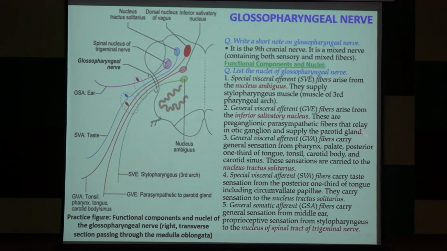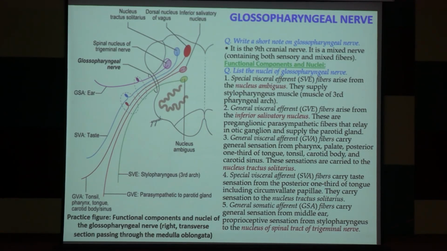Next is special visceral afferent fibers. They carry taste sensation from the posterior one third of the tongue, including the circumvallate papilla, and they carry sensation to the nucleus tractus solitarius.